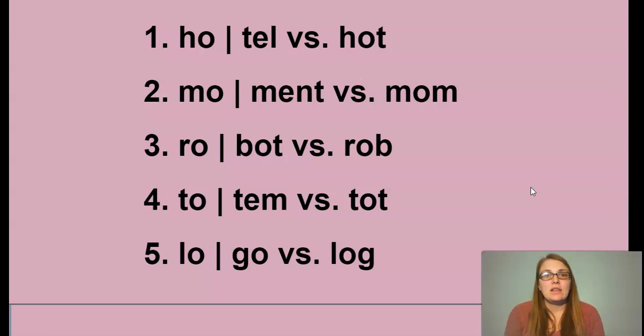Okay, here's a list of words. Just like when we had the long A sound, when you have an O at the end of a syllable of a multi-syllable word, it's going to make the O sound. Looking at number 1, we have hotel versus hot. The O in hotel makes an O sound, whereas the O in hot makes an ah. Number 2, moment versus mom. Robot versus rob. Right, so we're not saying robot, it's robot. 4, totem versus tot. And 5, logo versus log.